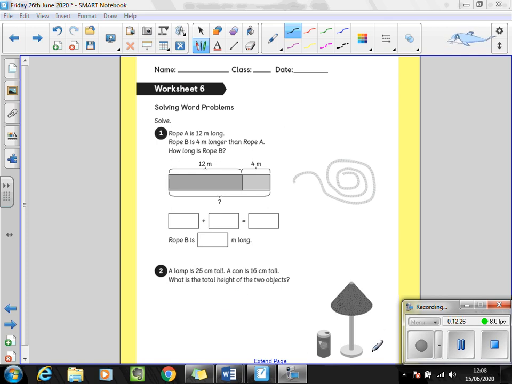Question 2. A lamp is 25 centimetres tall. A drinks can is 16 centimetres tall. What is the total height of the 2 objects? Are you going to add or subtract? What's the key word in that question to help you know whether it's adding or subtracting?